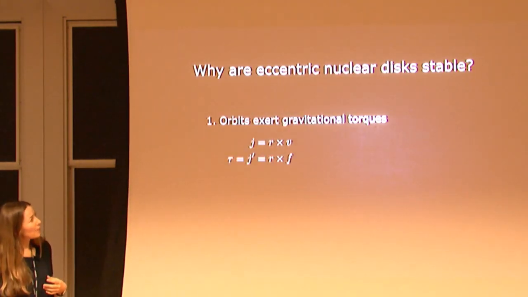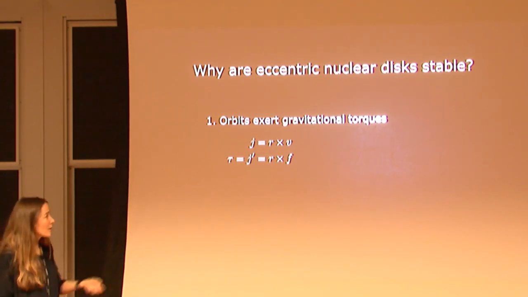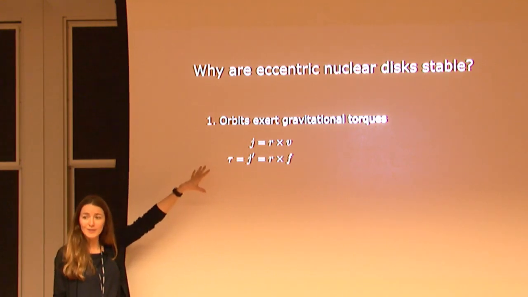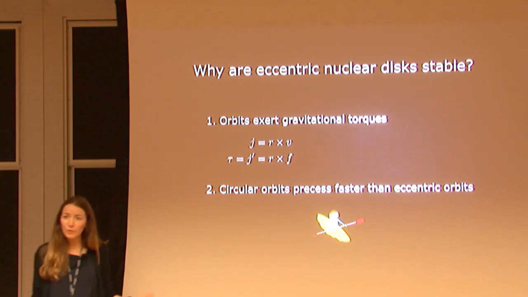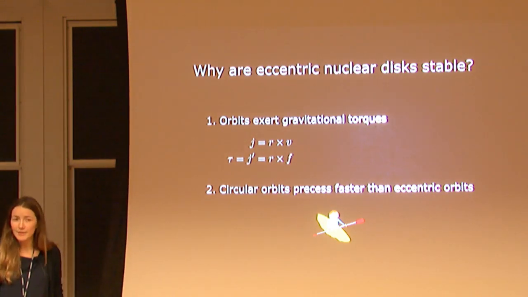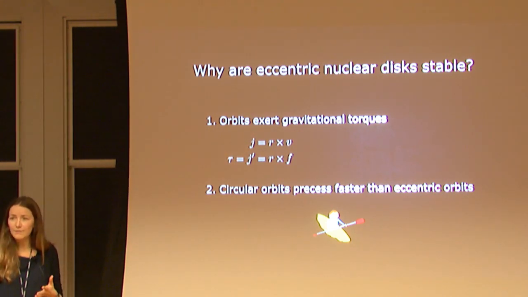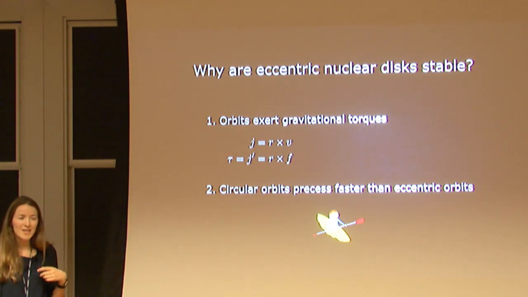OK. There are two things we need to know for why these disks are stable. The first is that they exert these gravitational torques, and these are the two equations we need, very simple. The second is that circular orbits want to precess faster than eccentric orbits. This would be very intuitive if you think about eccentricity vectors all day. Short eccentricity vectors are easier to move around than very long eccentricity vectors.